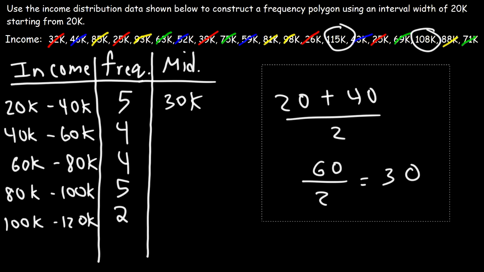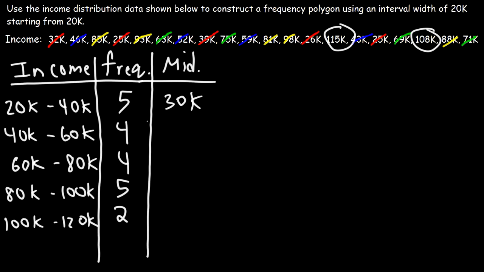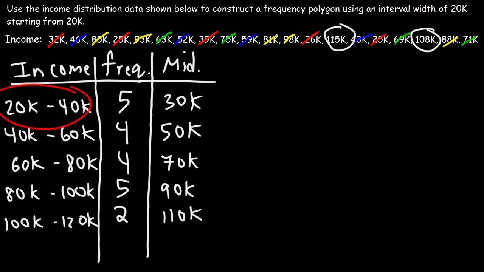Now the midpoint between 40 and 60, that's going to be 50. You could use the same formula to get the same answer. The midpoint between 60 and 80 is 70, and the midpoint between 80 and 100 is 90. And the midpoint between 100 and 120 is 110. So now that we have the midpoint values for our class width or our income ranges, now we can construct the frequency polygon.